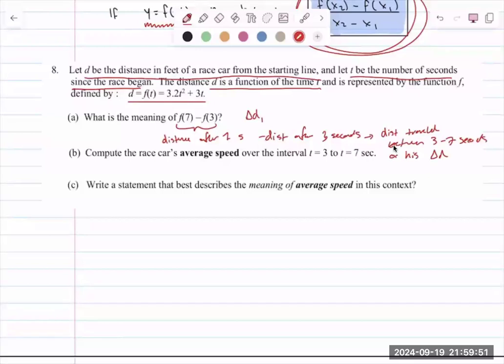And now we want to compute the car's average speed over the interval from t equals 3 to t equals 7 seconds. So let's check that out. Well, again, we're going to want to do our change in distance over change in time, so f of 7 minus f of 3. We're going to want to divide that by our change in time, so 7 minus 3. Let's calculate this. So you can use your calculators at home to check this. But I'm going to do that here.